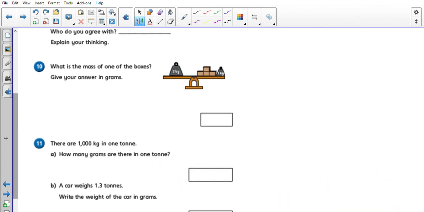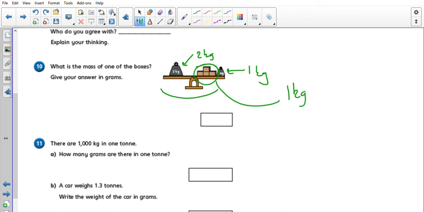Question 10 says, what's the mass of one of the boxes? Give your answer in grams. I've got a 2 kilogram and I've got a 1 kilogram. Okay, the scales are balanced, which means that both sides need to be the same, which means whatever is in the boxes needs to be the same as whatever's missing. I'm missing a kilogram, so that's what's missing, but I've got 4 boxes, so I need to do a kilogram divided by 4, which is going to be the same as 1,000 divided by 4, which is the same as 250 grams.